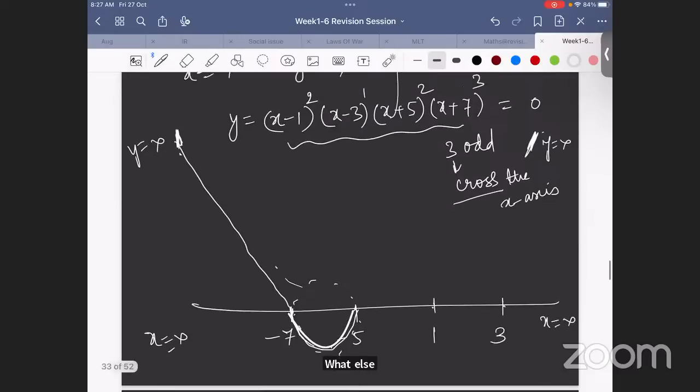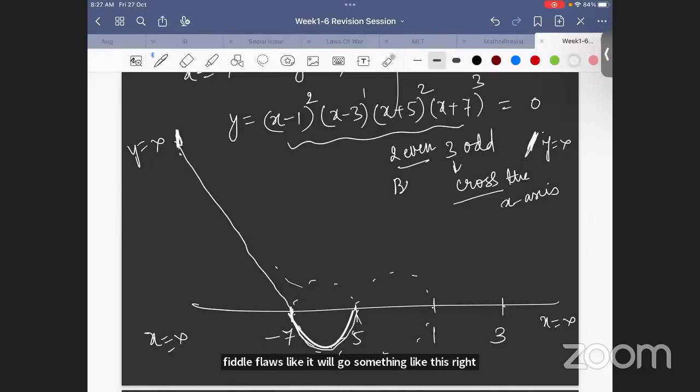Now let me know what is the multiplicity at x equals minus 5. Sir, 2. Yeah, and 2 is odd or even? Even, sir, it will bounce back. So bounce off. Okay, so it can go something like this, also it can go something like this. But here the even number will tell that it will start going like this.